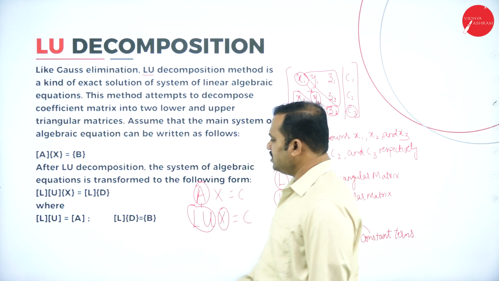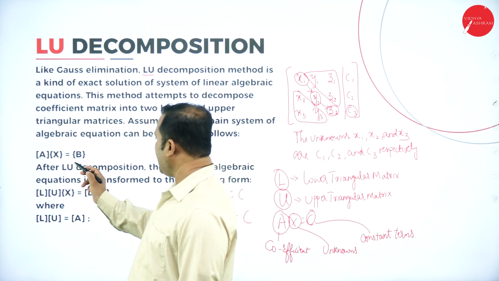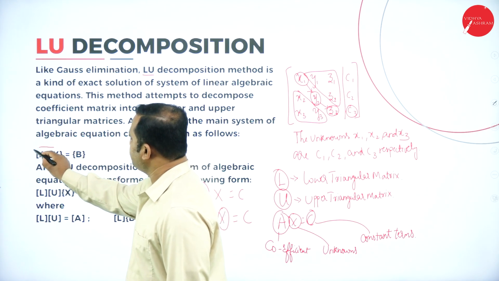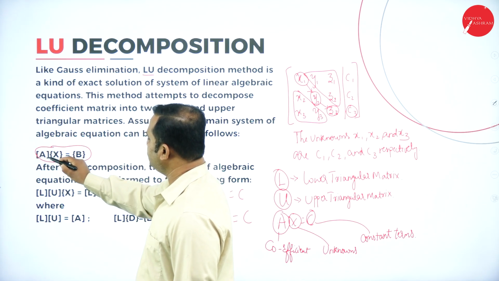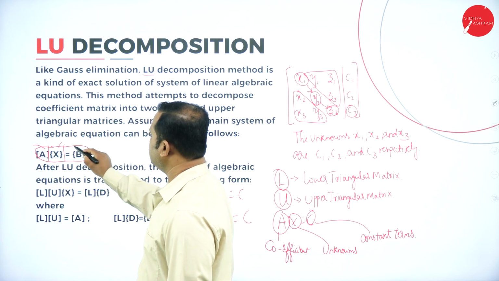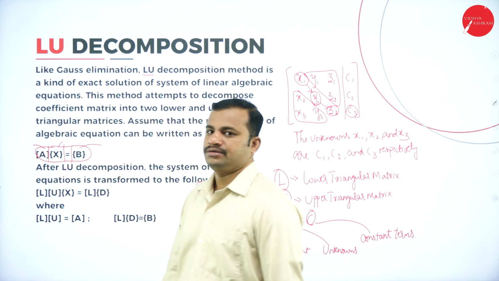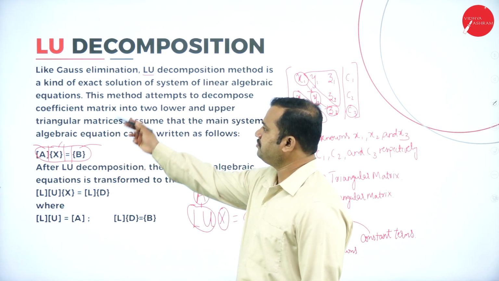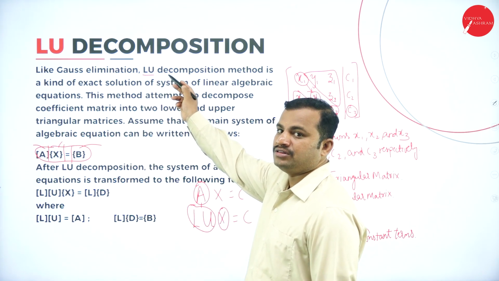If that is the case, you shall see that we have A into X equal to B. This is called a coefficient term. This is called an unknown. This is called a constant. So we have these terms. The same thing is explained in terms of this description.